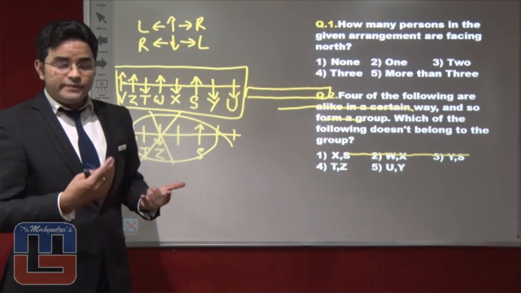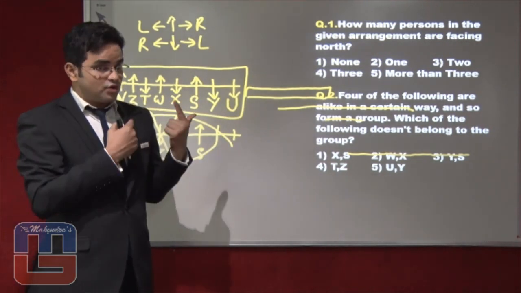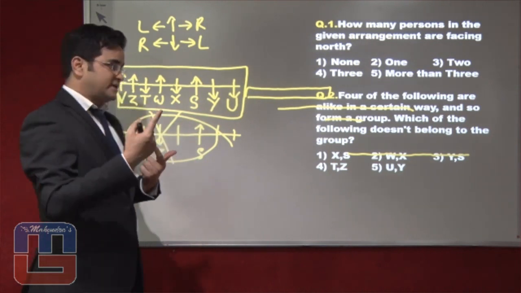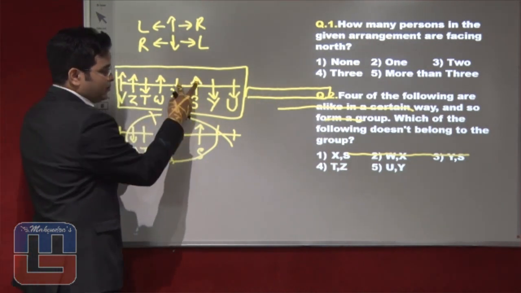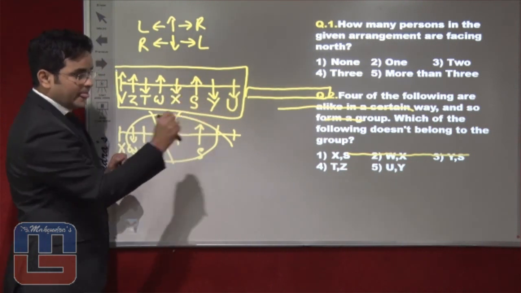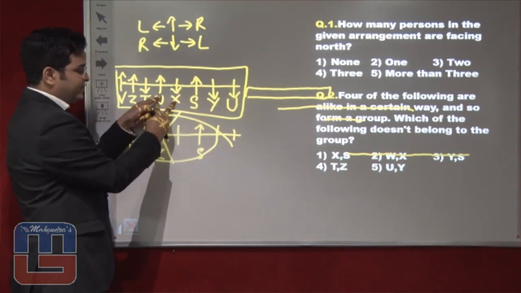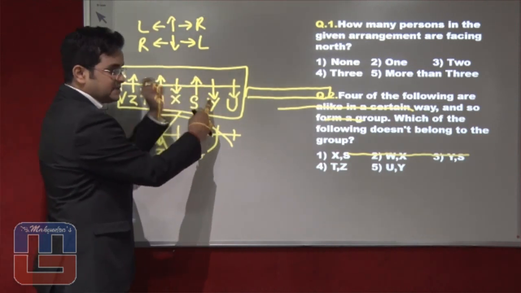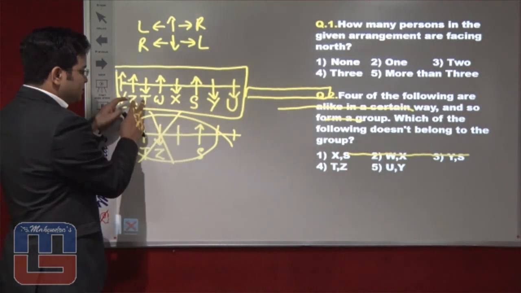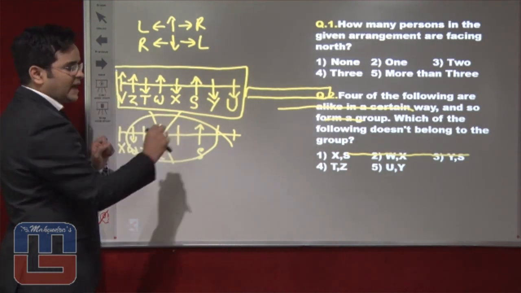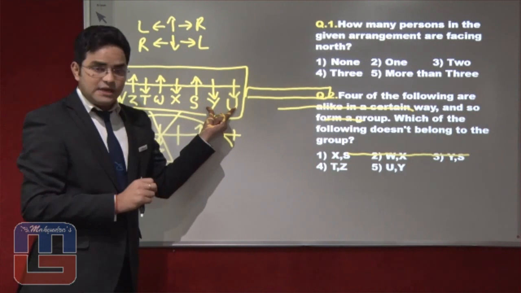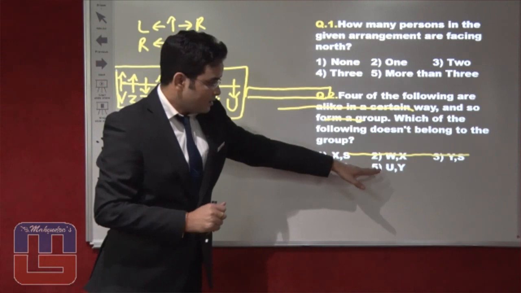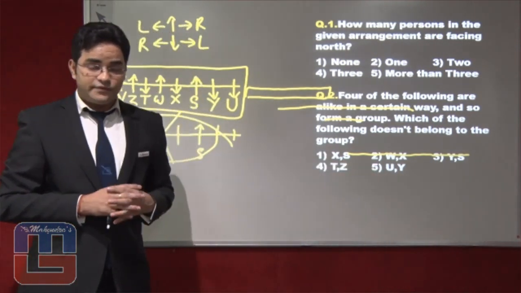So we'll check another thing, because it is north and south. We'll check whether they are facing north or south or the same direction. So check it. X is one facing north, one facing south. WX, other option, WX, one facing north, one facing south. Y and S, one is facing north, one is facing south. T and Z, one facing north, one facing south. And the last one, U and Y, facing the same direction. Okay, so which one is odd? This one, the fifth one is odd.